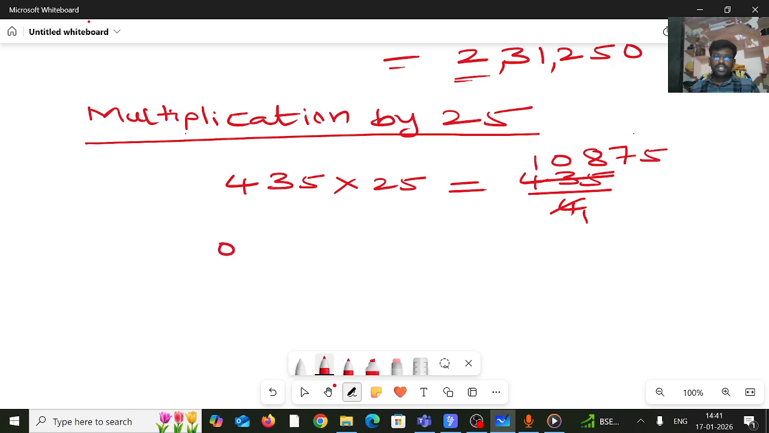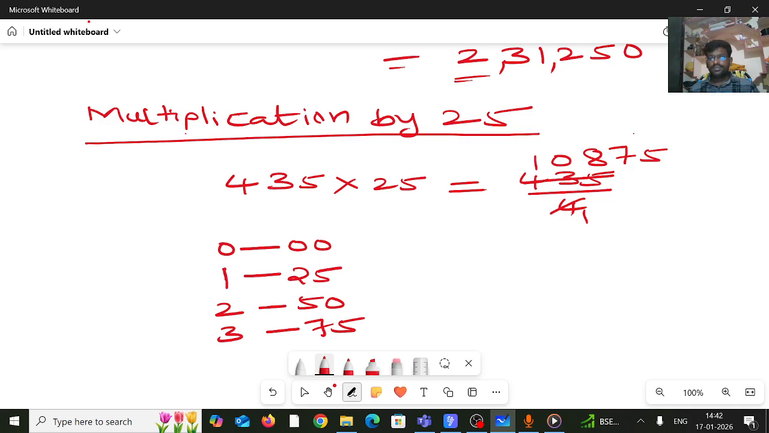When the remainder is 0 after dividing the number by 4, add 2 zeros beside the quotient. When you get remainder 1, directly write down 25 beside the quotient. When you get 2 as the remainder, write down 50 beside the quotient. When you get remainder 3, write down 75 beside the quotient. Let me conclude with another example.